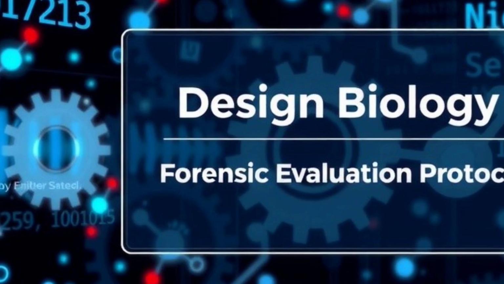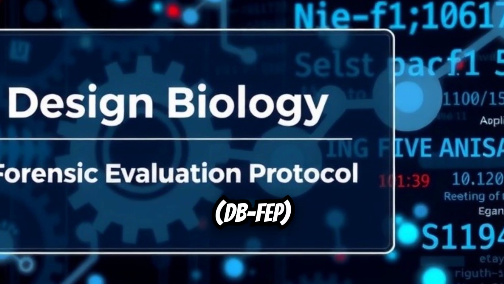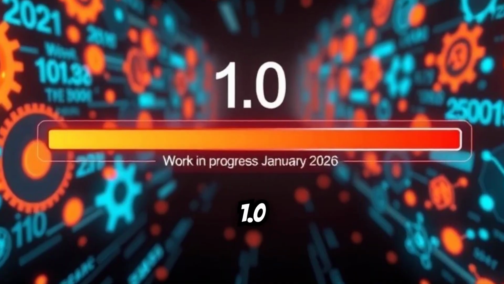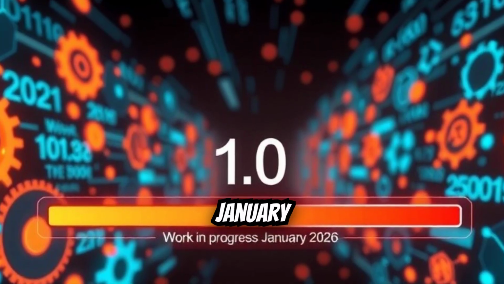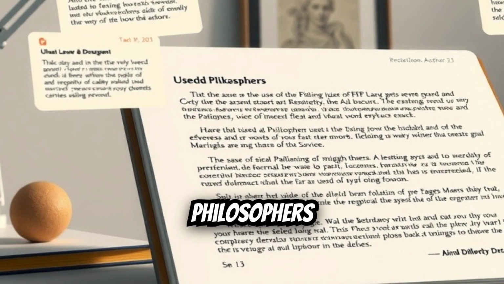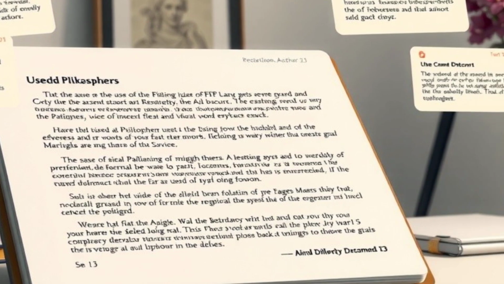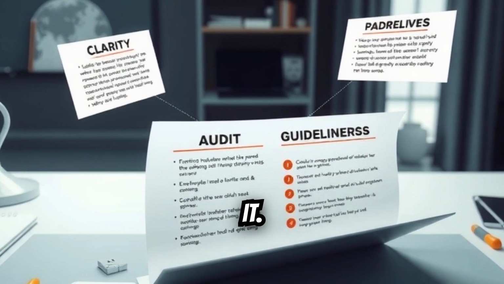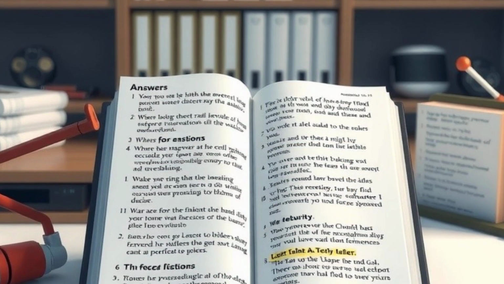Design Biology, Forensic Evaluation Protocol, DBFEP. Meanings and Principles. Reference Sheet version 1.0, Work in Progress, January 2026. This sheet explains the main science lenses and philosophers used in DBFEP. It gives the standard meaning of each one and the exact principle the protocol takes from it. The goal is to keep audits fair and repeatable.